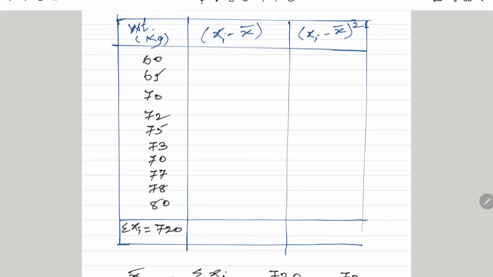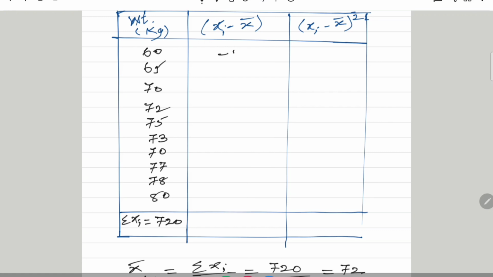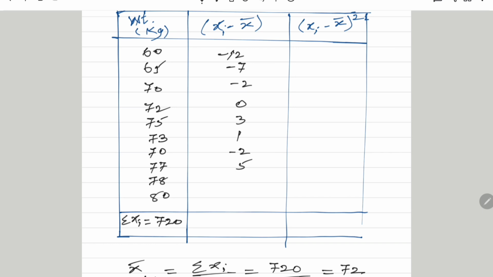Then we make the second column of the table, xi minus x bar. 60 minus 72, we get minus 12. 65 minus 72, minus 7. 70 minus 72, minus 2. 72 minus 72, 0. 75 minus 72, 3. 73 minus 72, 1. 70 minus 72, again minus 2. 77 minus 72, 5. 78 minus 72, 6. And 80 minus 72, we get 8.